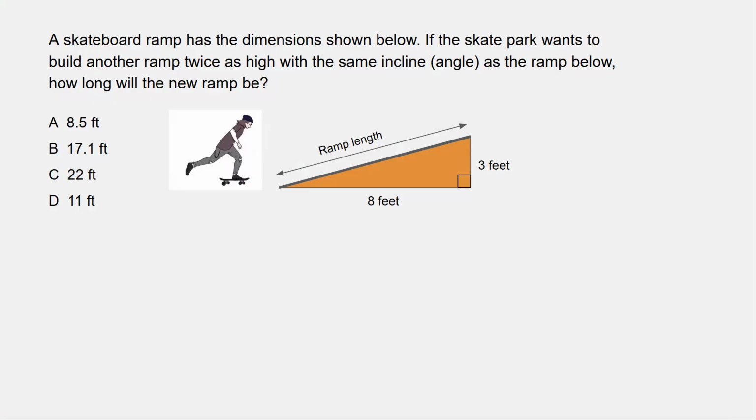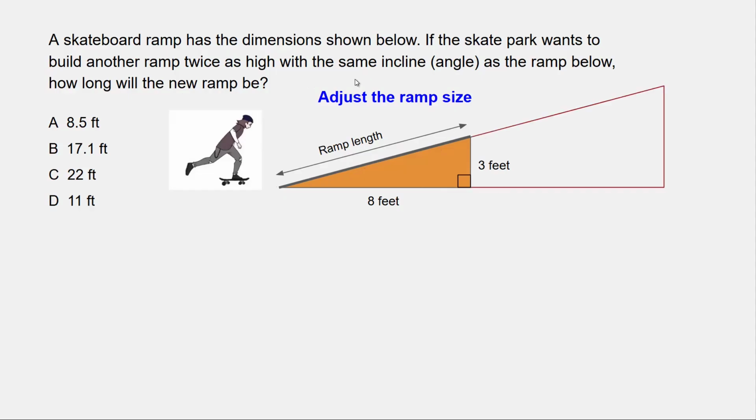We can see here we have a ramp that is 8 feet along the ground. It is 3 feet high at the end. We're looking at the side of the ramp, and the length of the ramp is unknown. Now we could use the Pythagorean theorem to figure out this missing ramp length, but this isn't really the ramp we're talking about. We are talking about a larger ramp. How long will the new ramp be?